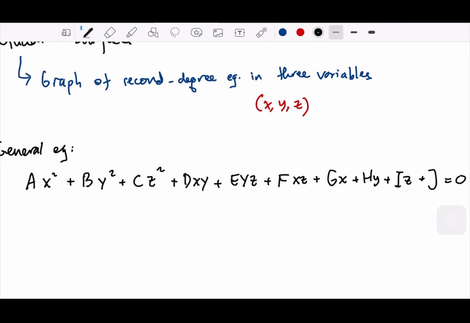Okay, now from the look of it, if we have at least some of these components from this general equation, we can be sure that what we are dealing with is a quadratic surface. We can say that A, B, C until J are our constants.